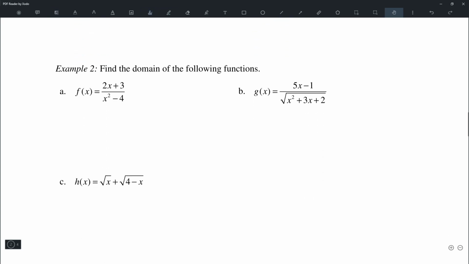Okay, let's try these out. For our first example, we have f of x is equal to 2x plus 3 over x squared minus 4. Now, since x squared minus 4 is in the denominator, it cannot be equal to 0. Which means if we factor the left-hand side, we have x minus 2 times x plus 2, which cannot be equal to 0, which means that x cannot be equal to positive or negative 2.